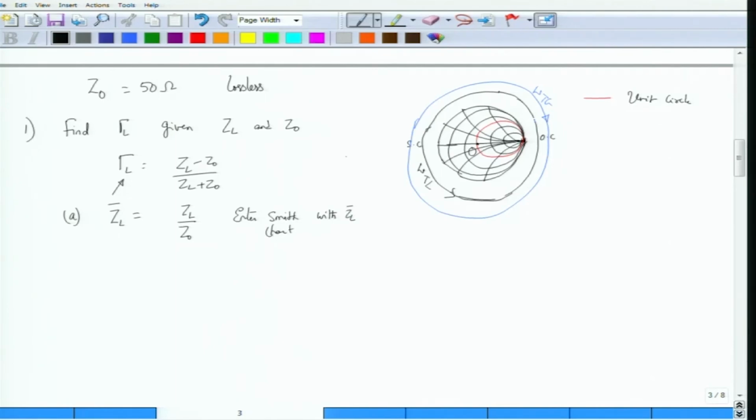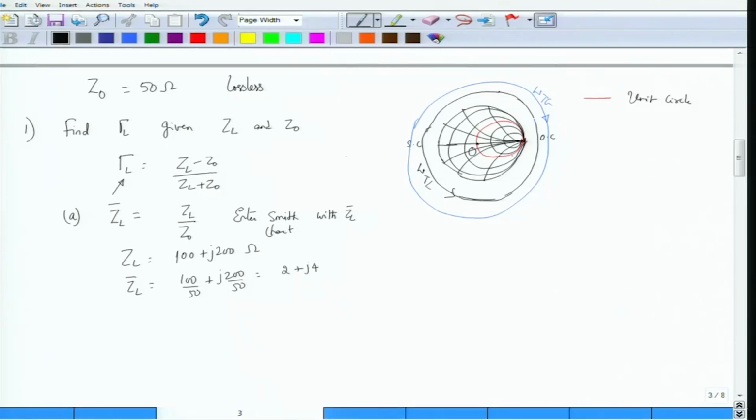Let us consider a simple example. Let us assume that I am looking at ZL of 100 plus j200 ohms. Please note this is ZL and it is in ohms. Therefore the normalized ZL will be 100 by 50, because that is the value of Z0 that we are assuming, plus j200 by 50, which is nothing but 2 plus j4.